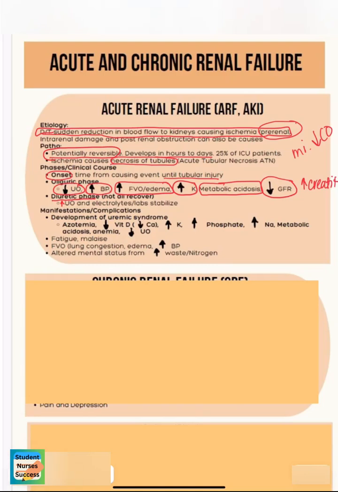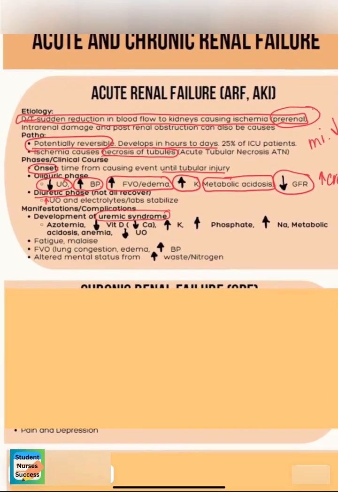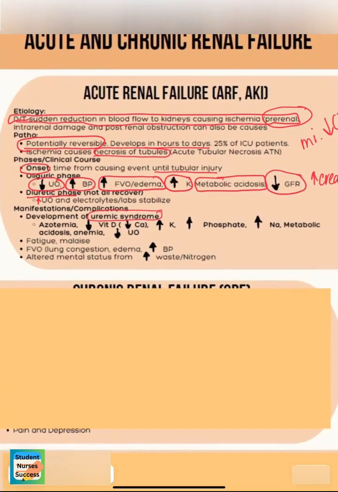I'd like to talk a little bit more about the manifestations and complications of acute renal failure, specifically during the oliguric phase. During the oliguric phase, patients will develop what is called uremic syndrome. Again, whenever we're talking about a syndrome, we're talking about a collection of symptoms. Uremic syndrome is really a group of symptoms that show you that your kidneys are not filtering and functioning well.